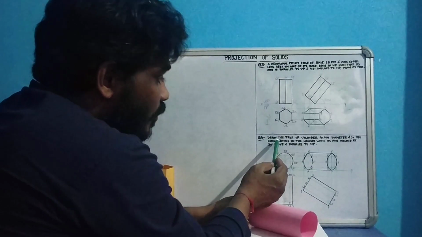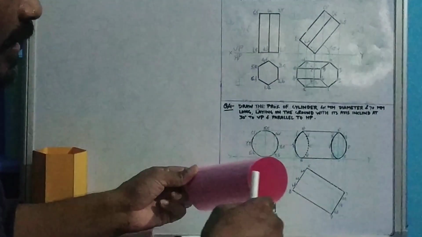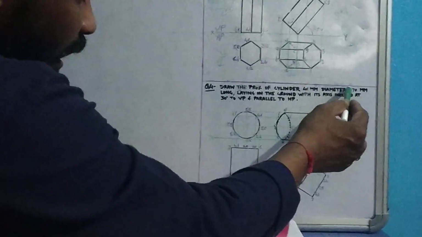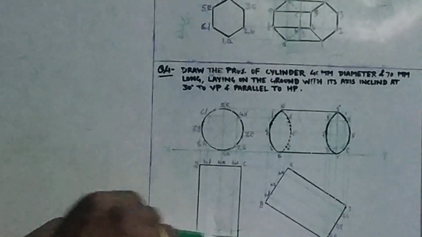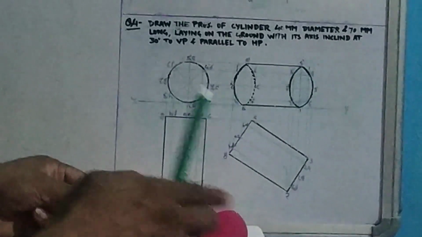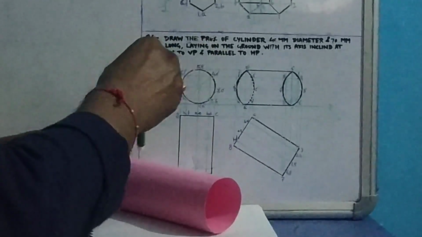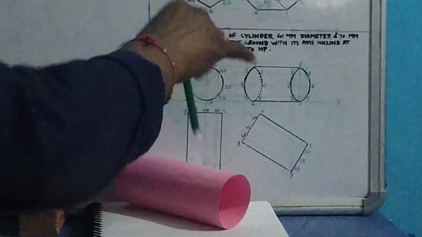It is given, draw the projection of a cylinder, this solid, 40 mm diameter, and 70 mm long, this length is given, laying on the ground with its axis inclined at 30 degrees to VP. With its axis, this is 30 degrees given.